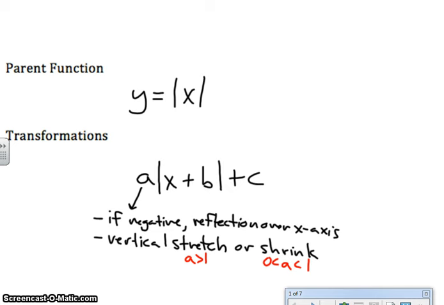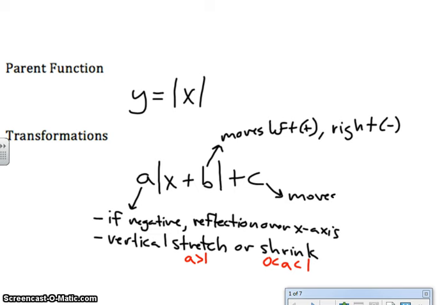So that was A. B here is going to move your graph either left or right. It moves left if we have a positive B, and it moves right if we have a negative B. C is very similar, except it moves your graph up and down. So C would move the graph up if it's positive, and down for a negative.